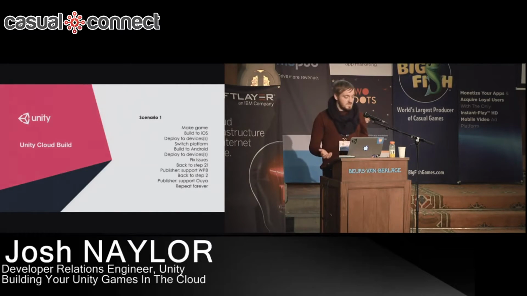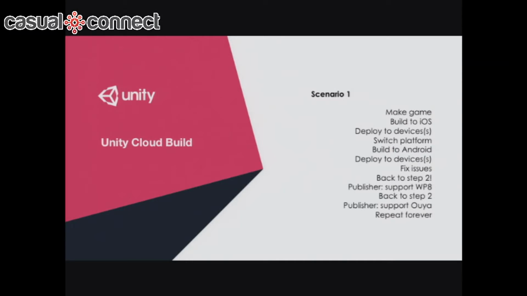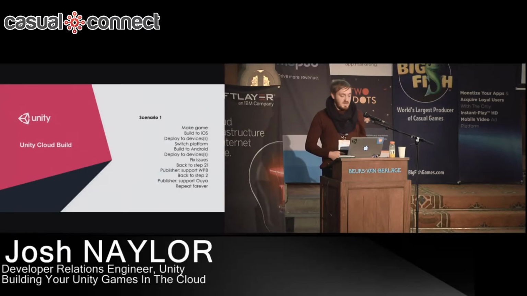So, first of all, when people use Unity, our tagline is build once, deploy everywhere. Well, sometimes that's not entirely true. So at the minute, you make a game, you build to iOS, you then deploy to the device, you switch platform. On big projects, it could take 20 minutes. Then you build the Android version, you deploy to the device. Then you've got changes to fix. So then you have to go back to step 2. You build to Android, deploy to the device.